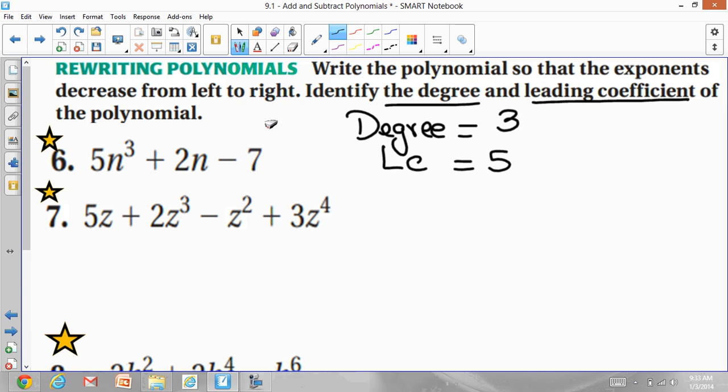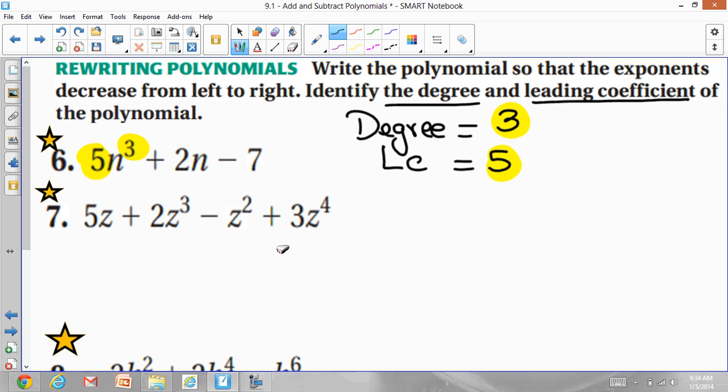I'm getting this information from here. The degree will be the highest exponent. You may want to write a little tip to yourself. The leading coefficient: L stands for leading, C stands for coefficient. The leading coefficient will be the number that is tagging along with the variable. So 3 and 5. Now let's focus on question number 7.